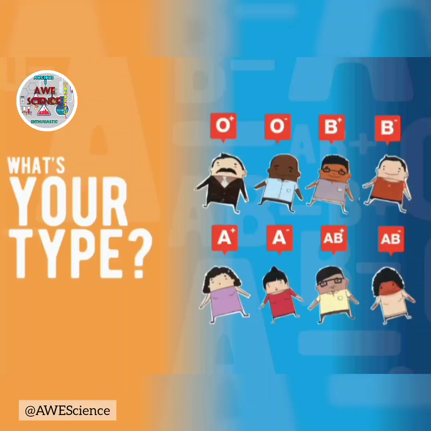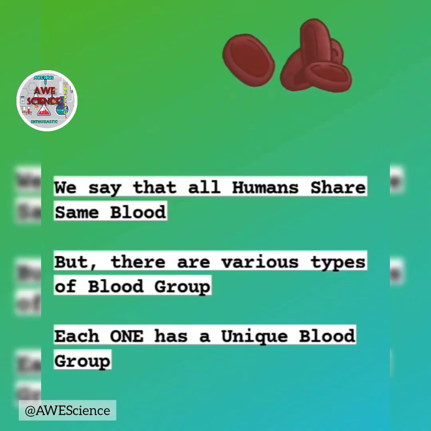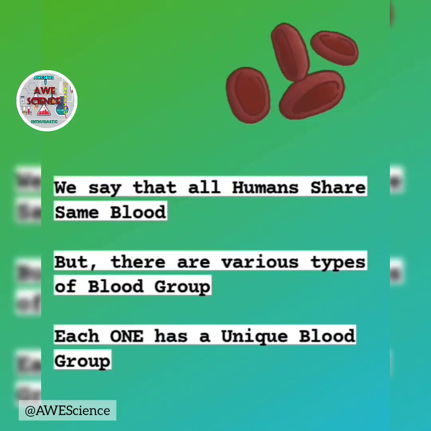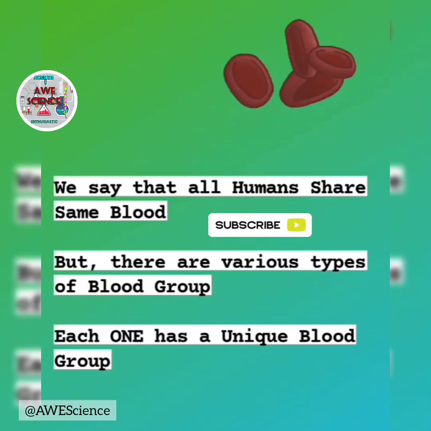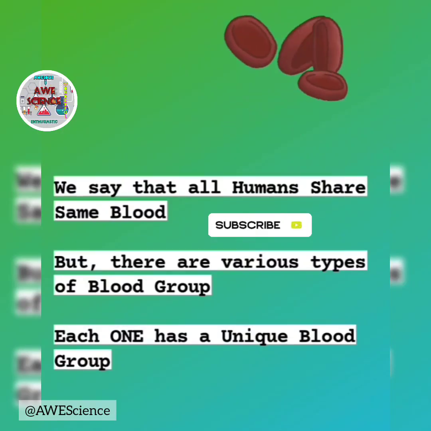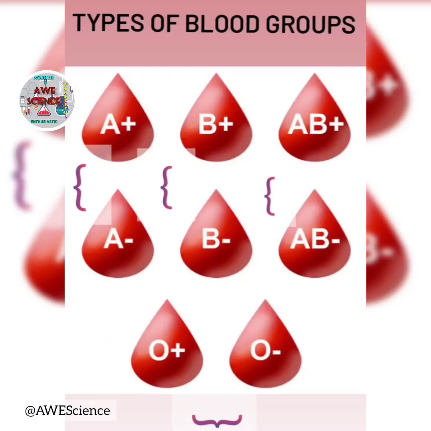There are different blood groups which are present. So now we are going to talk about the different types of blood groups. All humans share the same blood, but there are various types of blood groups present in the living beings, and each one has a unique blood group. Now let us see what the different types of blood groups are.